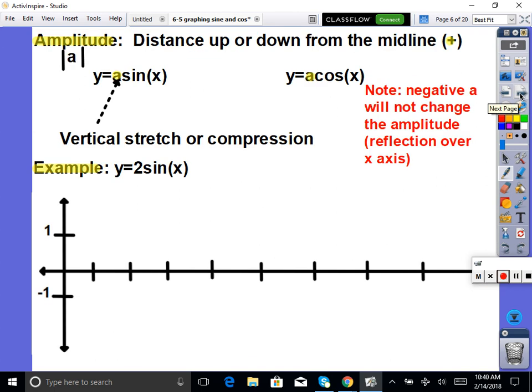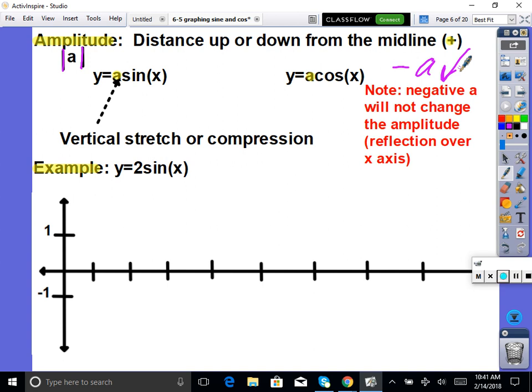Now we're going to change the amplitude. So amplitude is distance up or down from the midline, and it is the same as all other functions. If you have an a multiplied in front, that's a vertical stretch or a vertical compression. So that's what's going to happen, is vertically it's going to stretch it out or compress it. So the a in front is the amplitude. Now note, we look at the absolute value of that. Amplitude means distance, so we don't say negative amplitude. However, if there is a negative a, that just means a reflection over the x-axis, just like with all the other functions we've done this year.